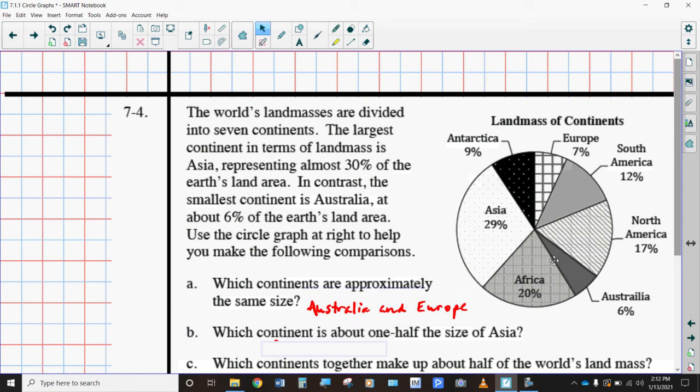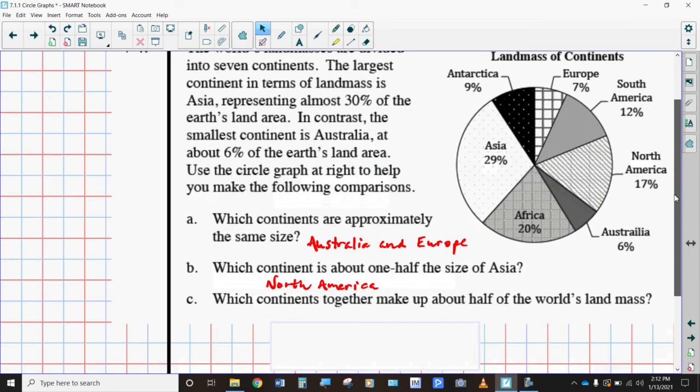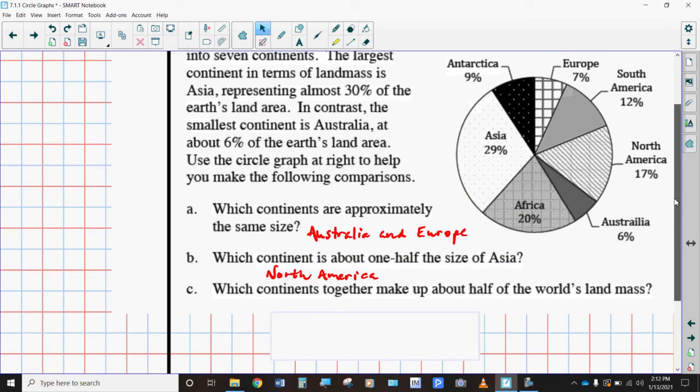Which continent is about half the size of Asia? So if Asia is about 30, we're looking for one that's close to 15. And which one comes closest to 15 in there? I would say that would probably be North America, right? That's the one.